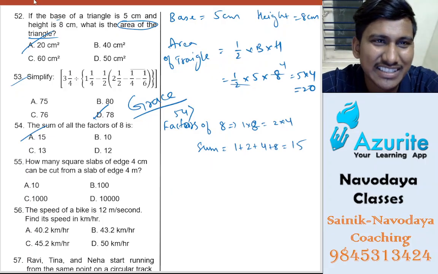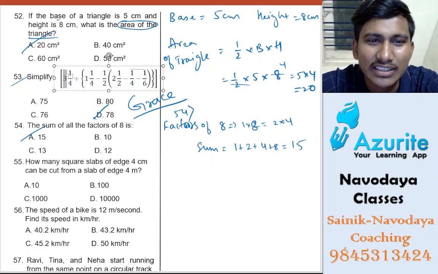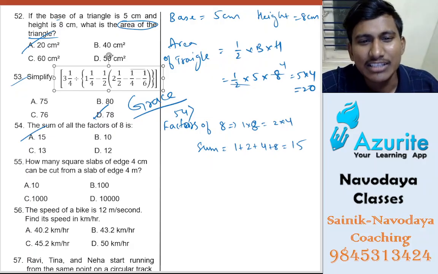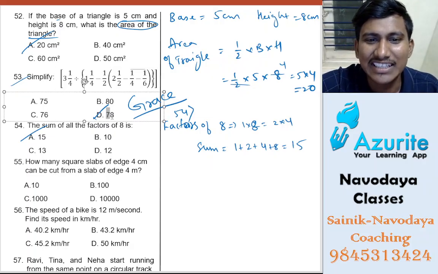Question 53 is a grace question. That will not come for Navodaya. Division of fraction will not come. Leave it. Okay. So next answer will be 78. If you have solved it correctly, that's very good.